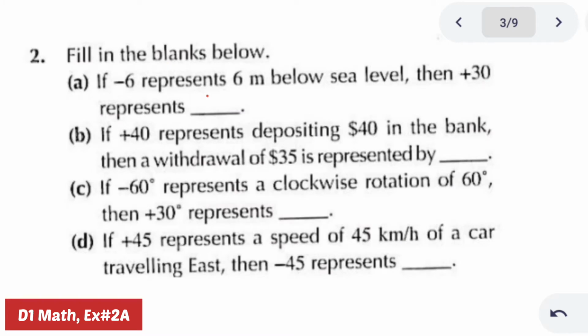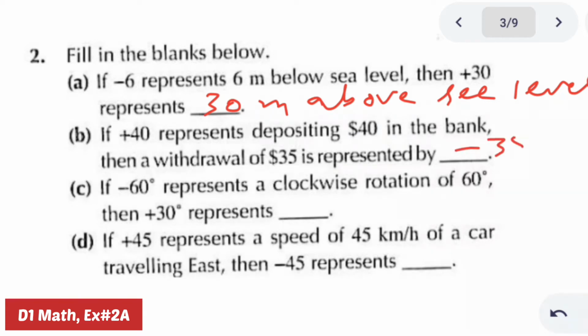In the second question, we have to fill the blanks with appropriate words. Like in part A, if minus 6 represents 6 meters below sea level, then plus 30 represents 30 meters above sea level. In the second part, if plus 40 represents depositing 40 in the bank, then a withdrawal of $35 is represented by minus 35, because we are doing something opposite to that.